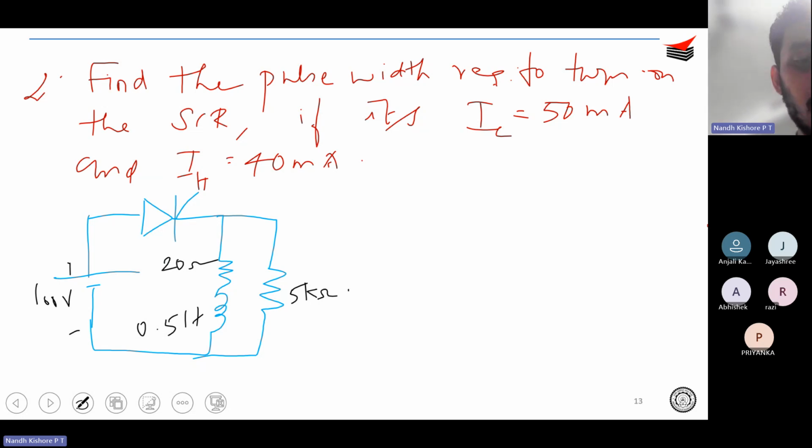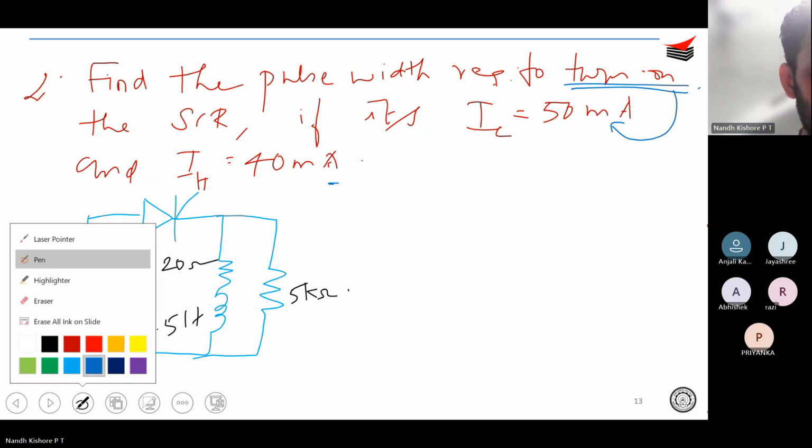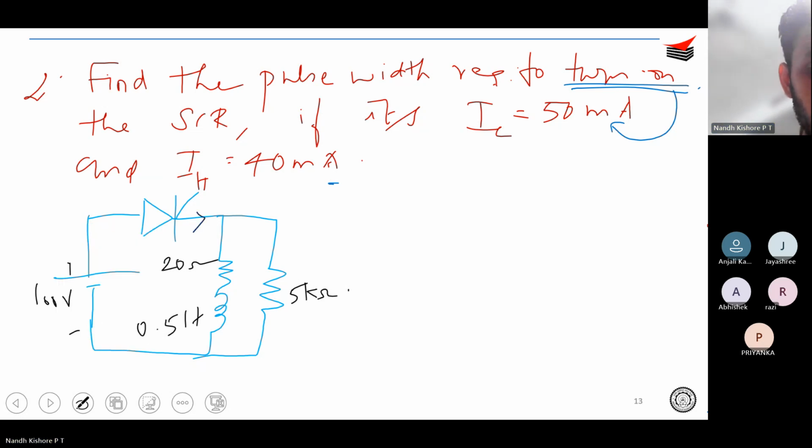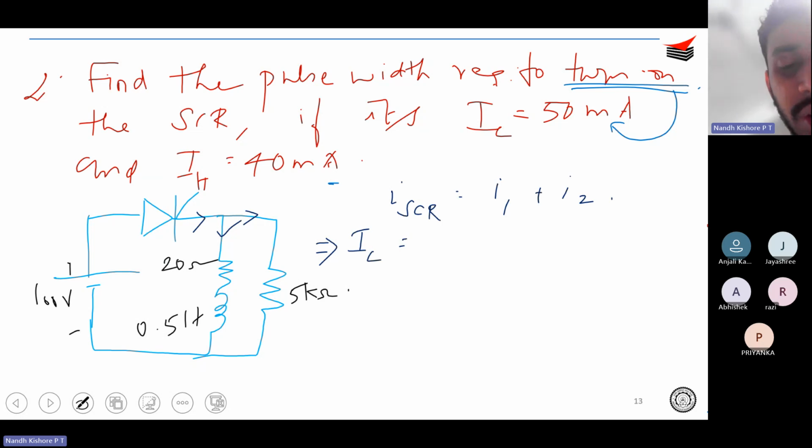Okay. So first point is the question is about the turn on process, right? And we just saw some time back that during the turn on process, what comes into play is the latching current. So they will just give holding current, however holding current holds no significance in this problem. So just use latching current for your problem. So what is the current over here at this node? It has two parts, right? Therefore, what I can write is ISCR is equal to I1 plus I2, correct? So ISCR is what? IL, right? It is the latching current during turn on.